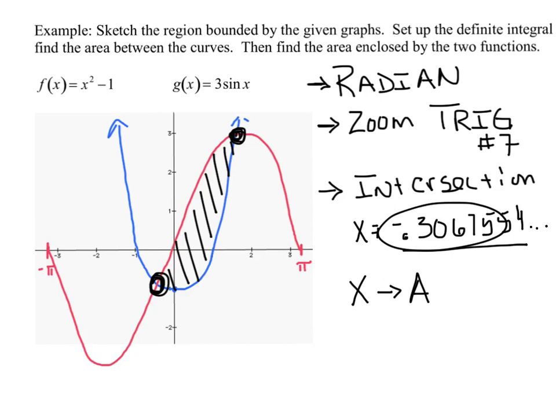So now I need to hit the graphing screen. I'm going to go back to graph, and I'm going to go find that second intersection. For my second intersection, I got x equals 1.946877.